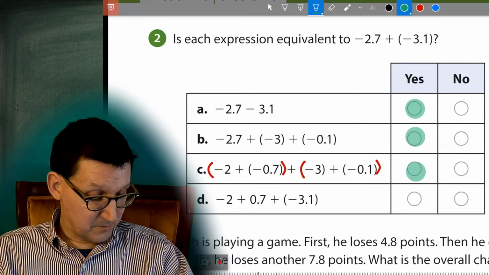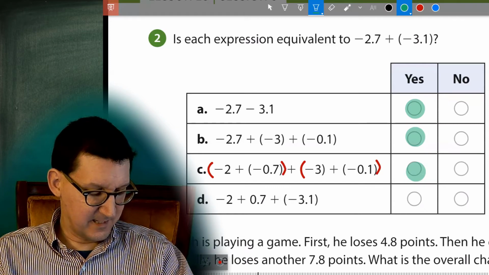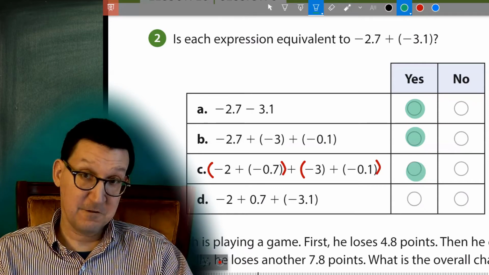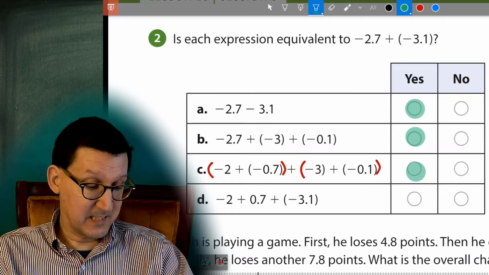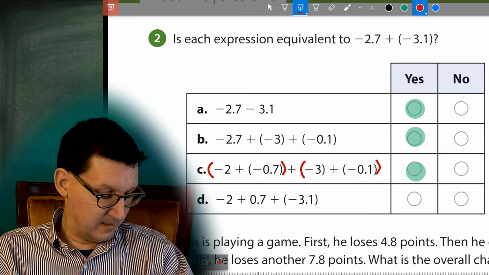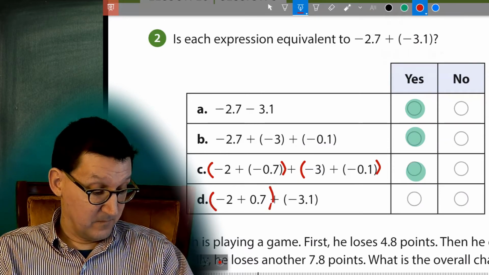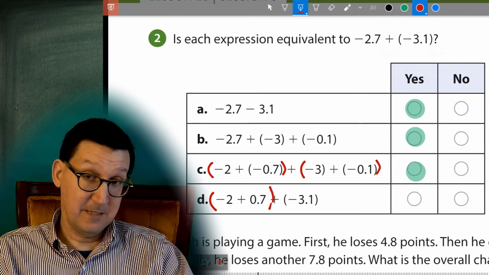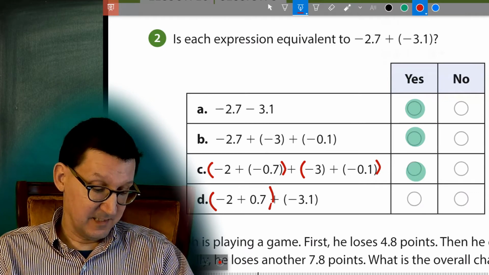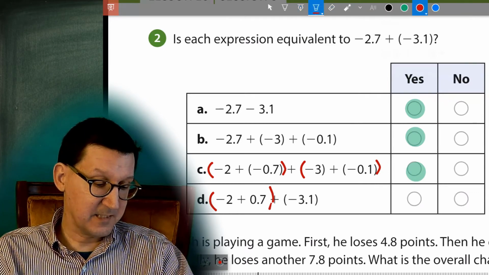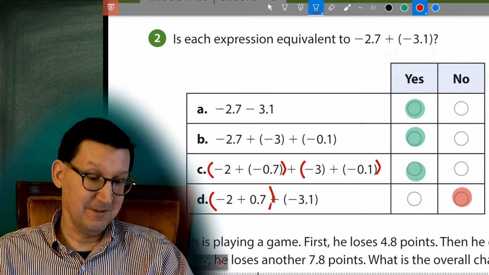So problem D. Negative 2 plus 0.7 plus negative 3.1. Is this another decomposed number? Well, let's take a look at it. Oh, wait a minute. We have negative 2 plus 0.7. Negative 2 plus 0.7 is a subtraction. So negative 2 plus 0.7 does not give you negative 2.7. So that would not be true at all. That is an incorrect statement. So we will mark that as a no.